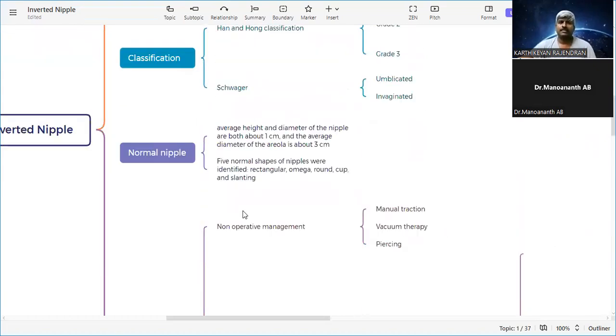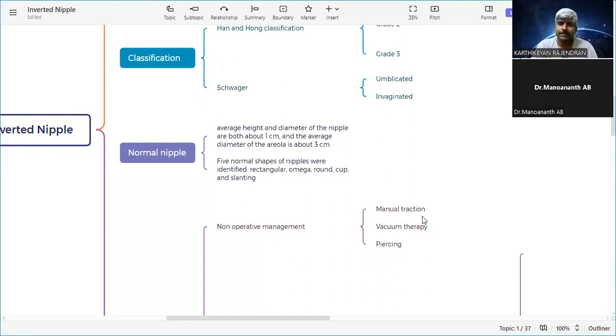Non-operative management includes manual traction, vacuum therapy and piercing. Manual traction means the patient is asked to pull the nipple by palpating the areola, so that the nipple protrudes out. That is like physiotherapy; we ask the patient to do it as an exercise. But there is no appreciable result.